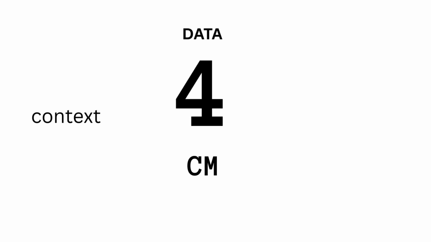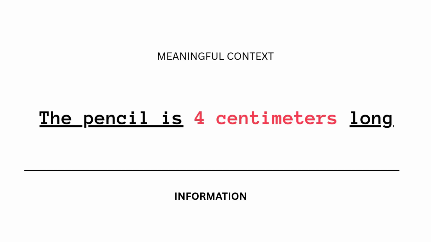This number is a value. 4 by itself is a value and it's just a number. If I add a unit in front of it, it gets some context, but it does not answer any question. The pencil is 4 centimeters long. This sentence has meaning to it, and this gives even more meaning to the data. This is called information. Information is a next level of abstraction of the data.